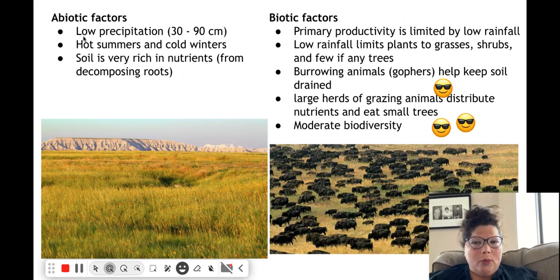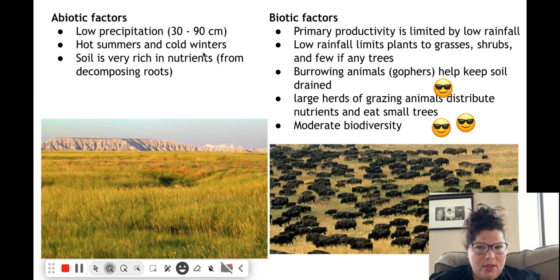Abiotic factors: low precipitation, hot summers, cold winters, and we have some very rich soil, which is great. Because of the low rainfall, our primary productivity is quite limited. It allows really only grasses and shrubs to grow, no trees. We have a lot of burrowing animals there, large herds, and moderate biodiversity.